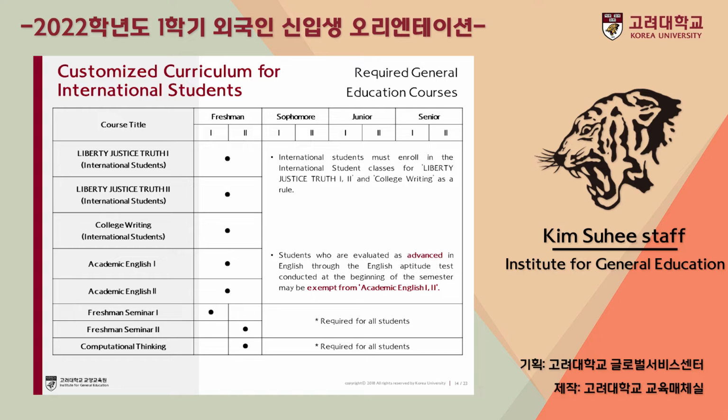Classes for academic English are determined by your proficiency level of English. Students who are evaluated as advanced level in English may be exempted from academic English 1 and 2.